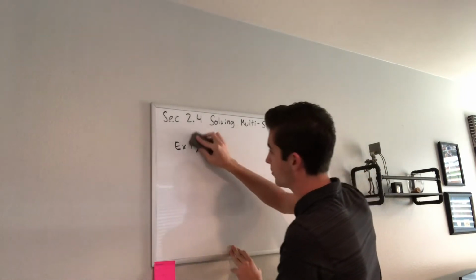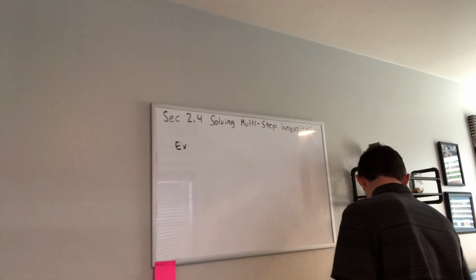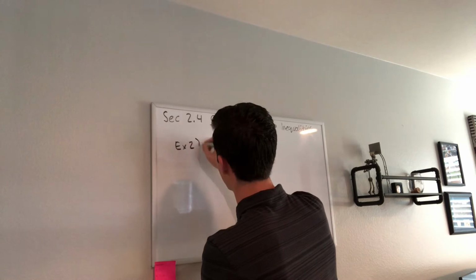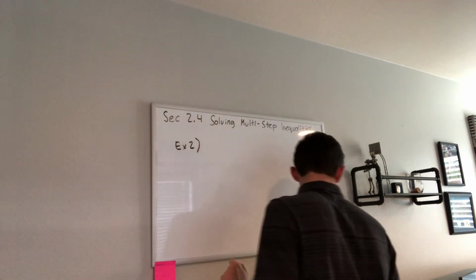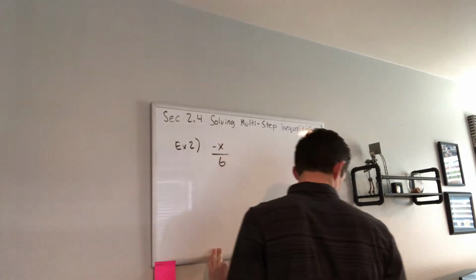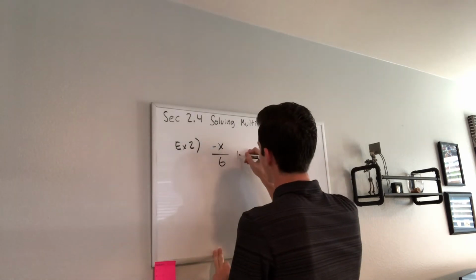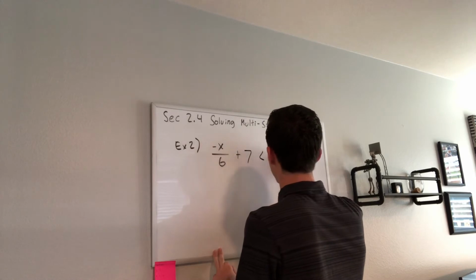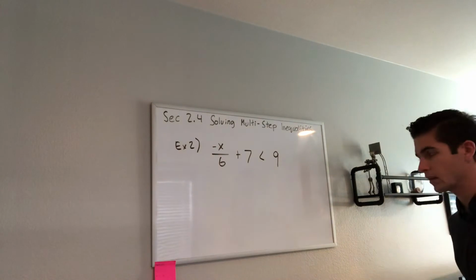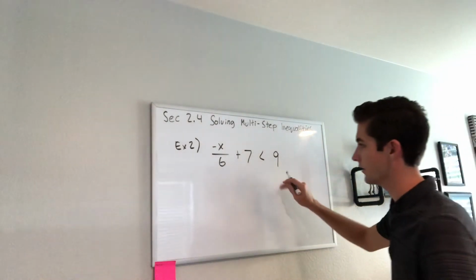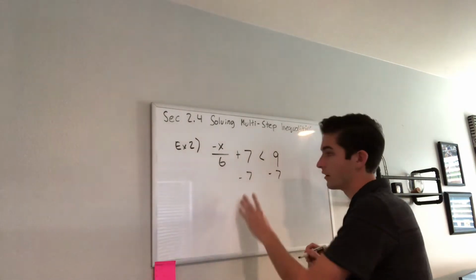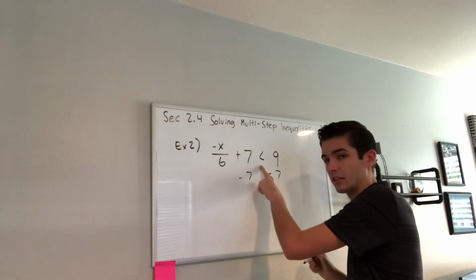We're going to have example number 2. We're going to have negative x over 6 plus 7 is less than 9. So first thing we need to do is subtract 7 from both sides. Remember, subtracting, we don't have to switch the sign, so be careful.